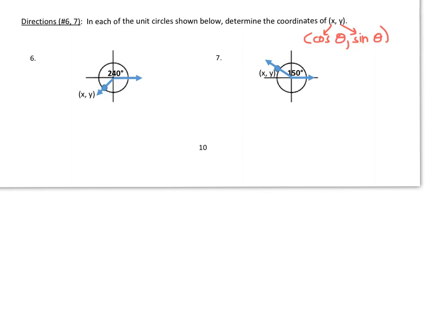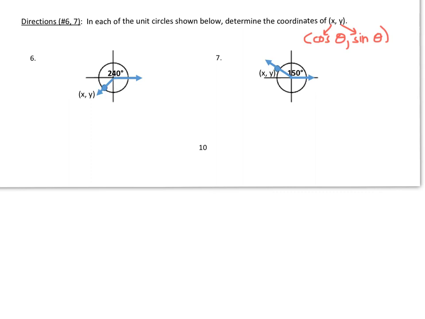Okay, so let's take a look at number 6. Now, there's a lot that goes into these problems, so you have to take into consideration everything we've learned. Okay, so the first thing we're going to want to do is, we don't really know. I mean, we said x stands for cosine, right? And y stands for sine. We don't know what cosine of 240 degrees is. And we don't know what sine of 240 degrees is.